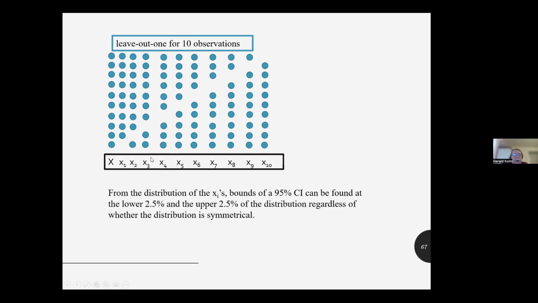And so we have these 10 different estimates of our mean, and from the distribution of all these leave-out-one means we can get a 95% confidence interval, whether the distribution is symmetrical or not. And so that's leave out one, which again is fairly easy to program.